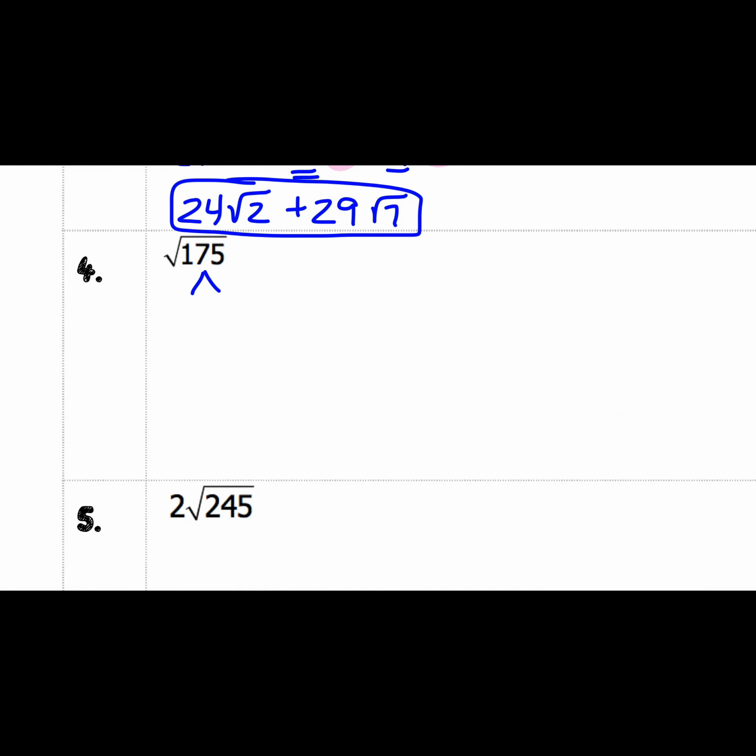Number 4, this breaks down to 25 times 7. So I know I can take the square root of 25, that's 5, so you should be left with 5 square root of 7. Number 5, this is 49 times 5. So again, these are being taken the square root of. I know the square root of 49 is 7, so this becomes 2 times 7 times the square root of 5, which is 14 square root of 5.